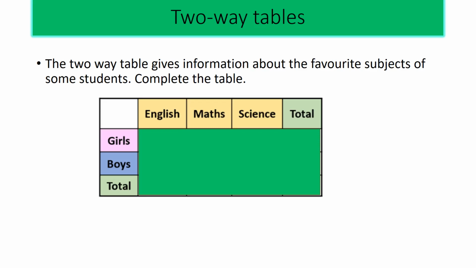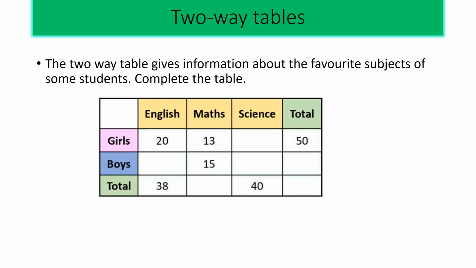Now, when you have to complete a two-way table, you normally already have some values in it, and then you have to complete some missing ones. Now, you need to decide where to start. So you normally look at either columns or rows, and you want to start when there is only one empty box.